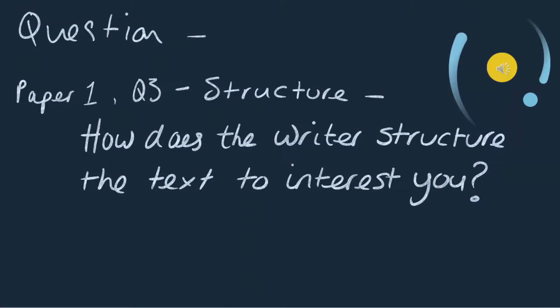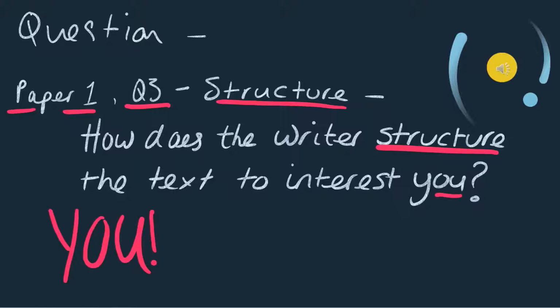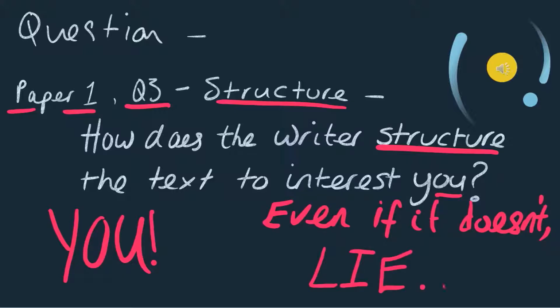So what do you do with that kind of plan now? Well, you face a question, that's what you do. Paper 1, question 3 is based on structure, and is usually written something like this. How does the writer structure the text to interest you as a reader? Yes, you. What you think is important. And even if it doesn't mean anything to you, then lie. Just say it does. Think about how it might mean something for someone else if they were thinking about it. That might help you develop an answer even if you think you don't even have one.